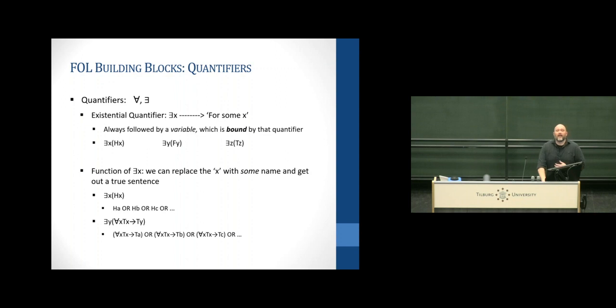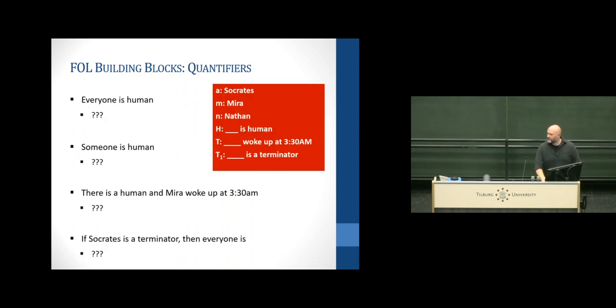Now, the last little bit of kit that we have to talk about. Before that, we'll do some practice. So let's take our key. We've got the same key as before. And let's say everyone is human. Using this key, how would we express everyone is human? Yeah. So universal quantifier x, Hx. Everything is human. Is it true? No, but hey, we'll come back to that in a minute.